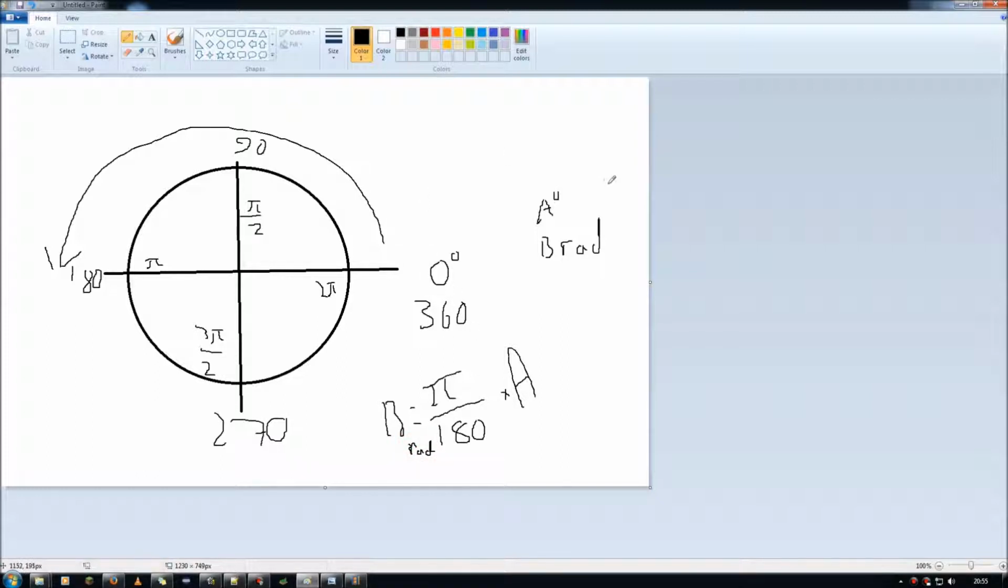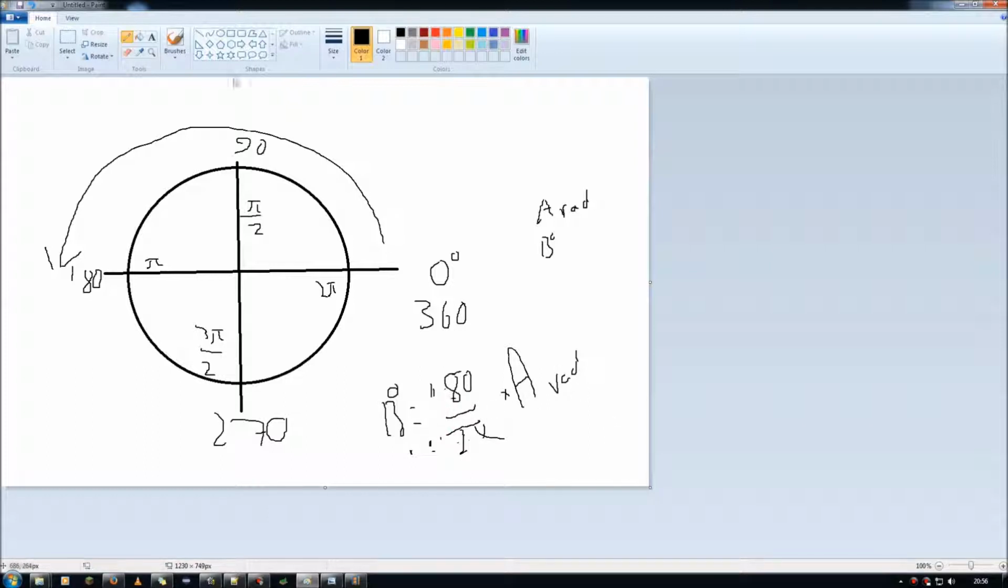So then if you want it the other way around, where you've got A radians and you want B degrees, all I need to do is change this over, so it's 180 over pi. So that will be degrees, and that will be radians.